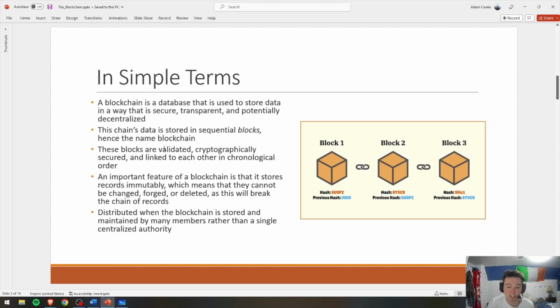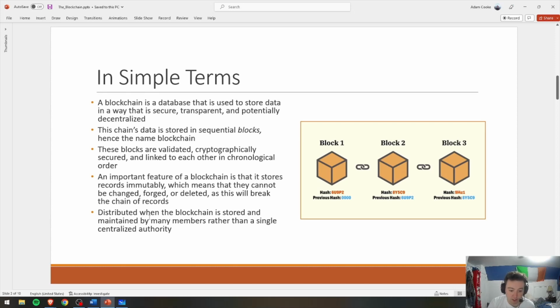These blocks are validated, cryptographically secured, and linked to each other in chronological order. So the linking is the hashing, cryptographically secured, we'll see what that means, and validated meaning the individuals can assure that the contents of the blocks are valid. An important feature of blockchain is that it stores records immutably, which means that they cannot be changed, forged, or deleted, as this will break the chain of records. I demonstrated that with hash functions.